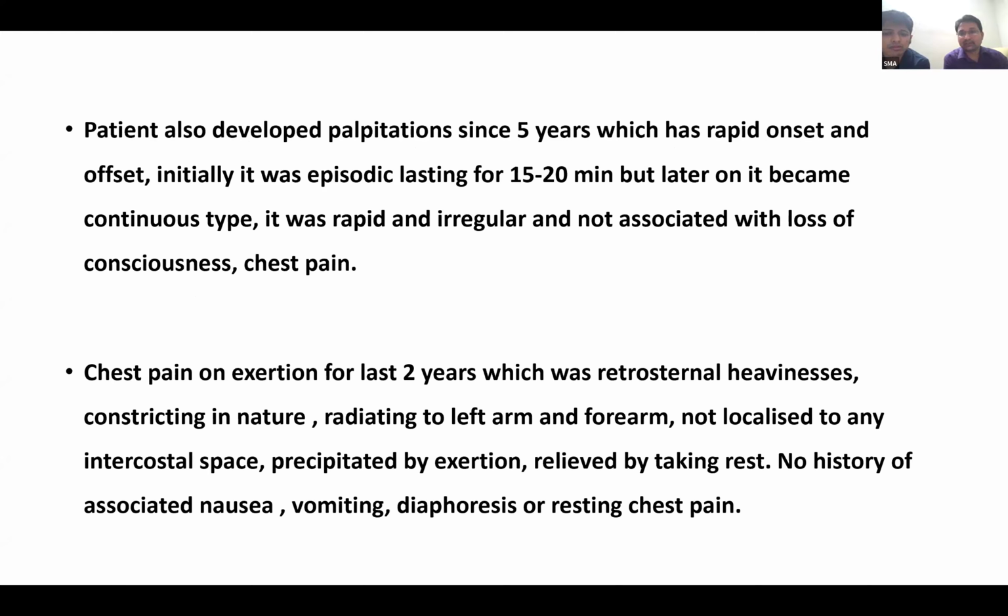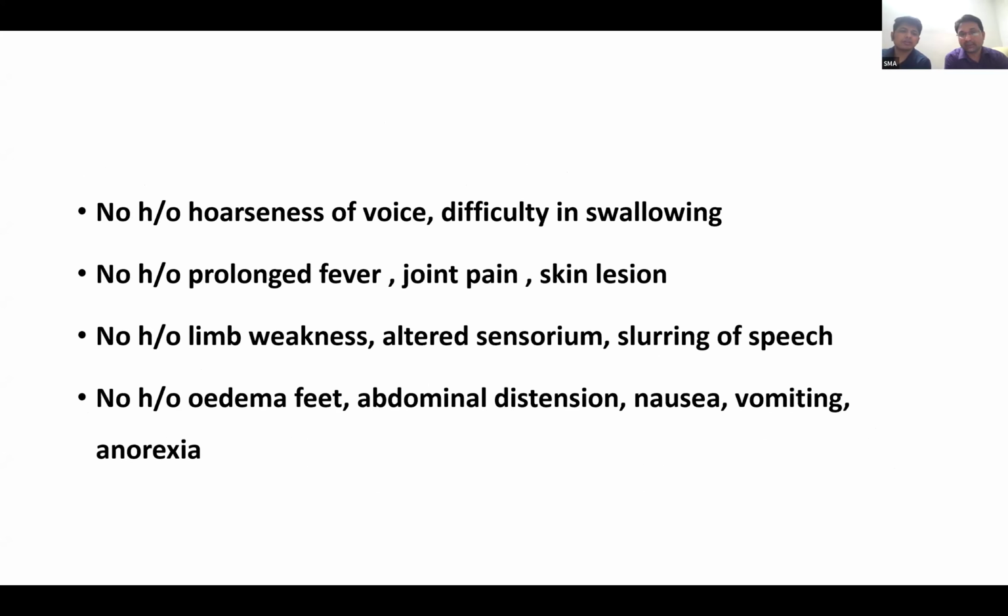She also complained of chest pain on exertion for the last 2 years, which was retrosternal heaviness, constricting in nature, radiating to the left arm and left forearm, and not localized to any intercostal space. It was precipitated by exertion and relieved by taking rest. It was not associated with nausea, vomiting, or diaphoresis. There was no history of resting chest pain.